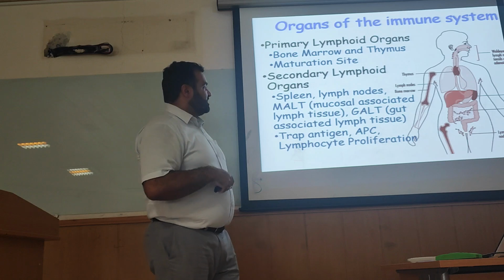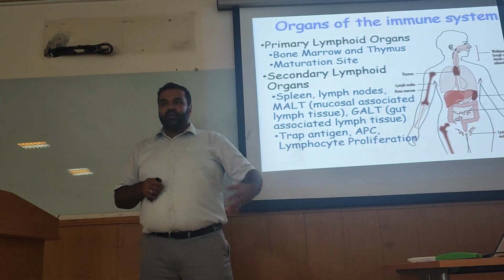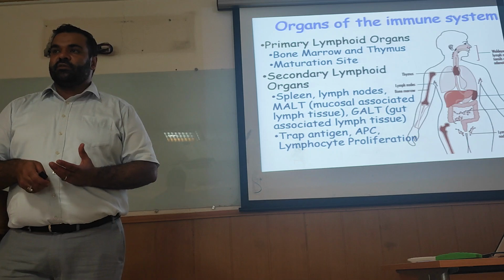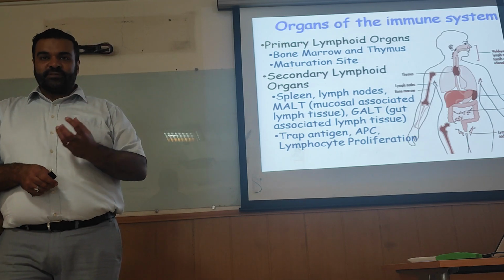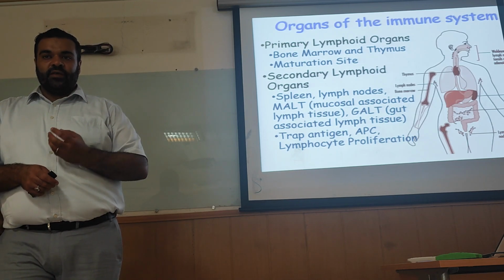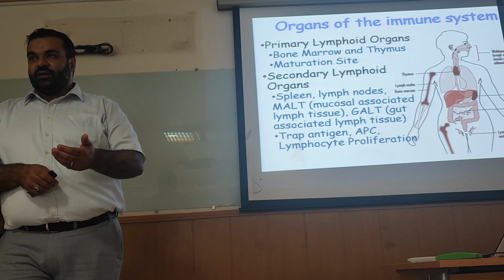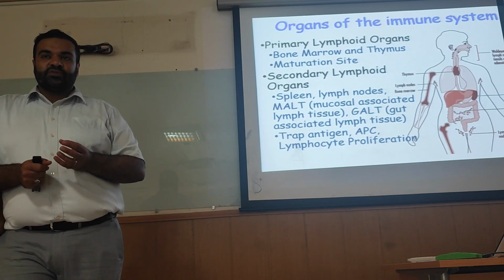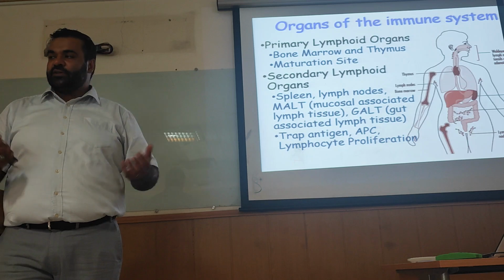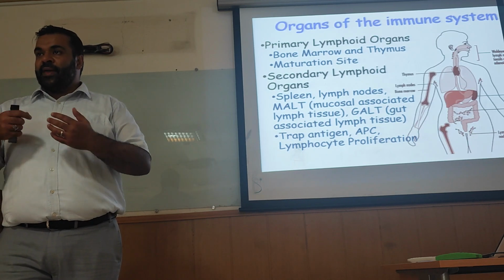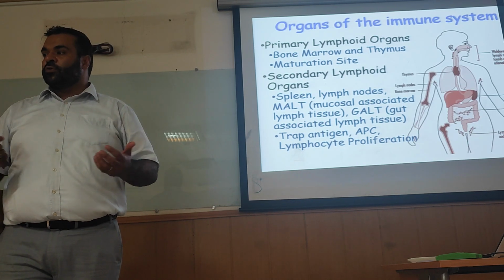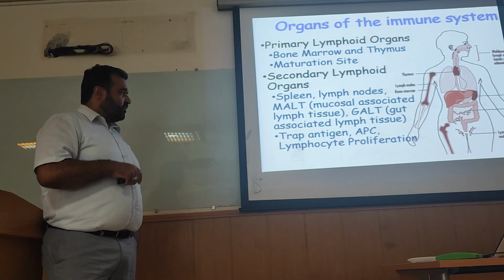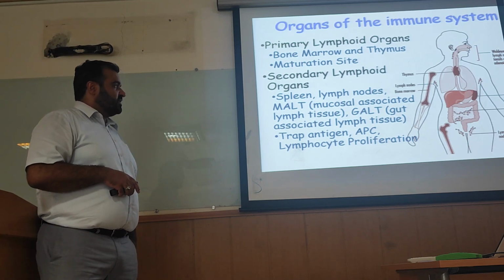What is the role of these secondary lymphoid organs? It's the location. Firstly, a majority of the lymphocytes reside there. It traps the antigen and then presents it to the T cells or B cells, which one of them can recognize it. What happens to T or B cells? They start proliferating if they can recognize it, colonize themselves to have more numbers and show their function. Therefore, lymphocyte proliferation happens in these lymph nodes.